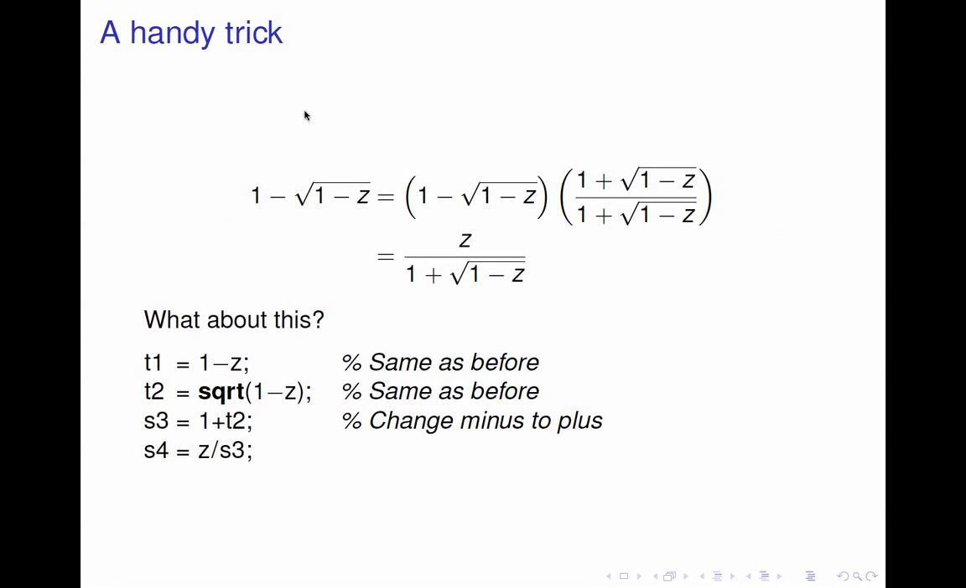Right? So if we wrote a MATLAB code to evaluate that thing and broke it into steps as we did before, then the first couple of steps would be the same. The third step, we would change a plus to a minus, or rather a minus to a plus, and then we have an additional division. Okay, so how does that fix things?